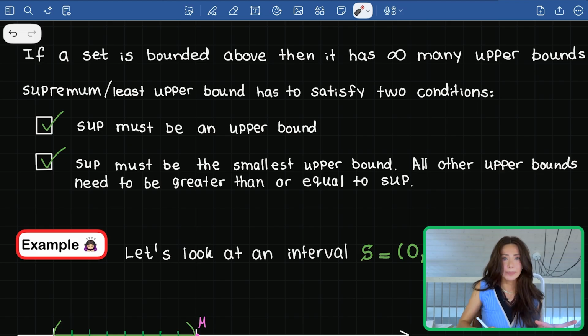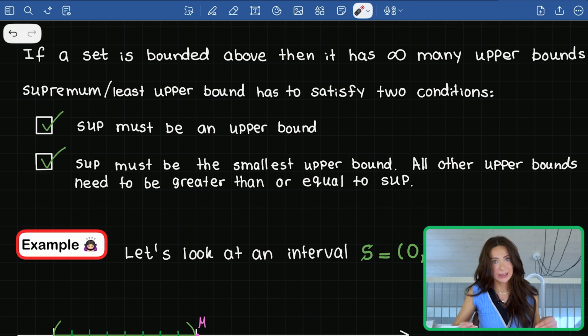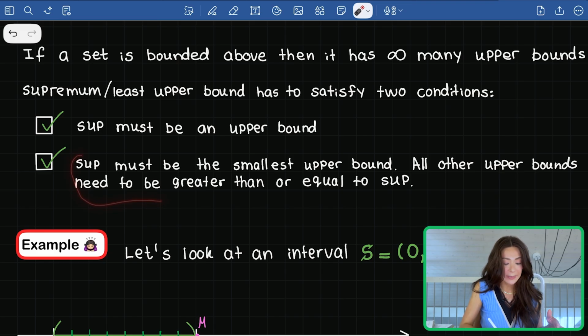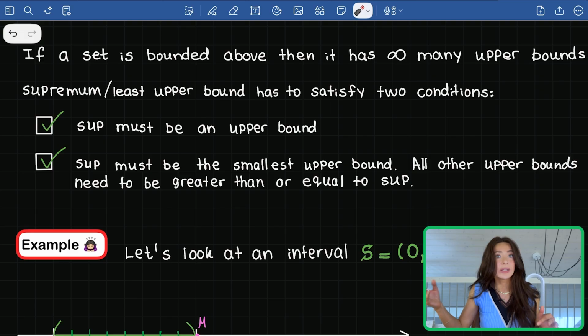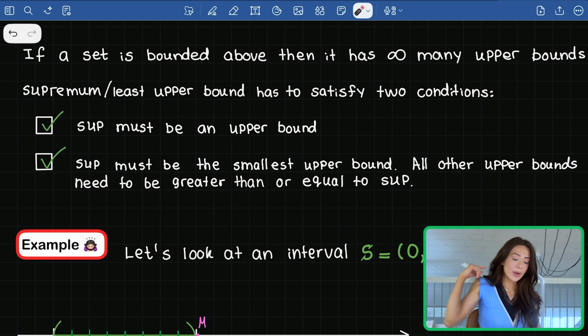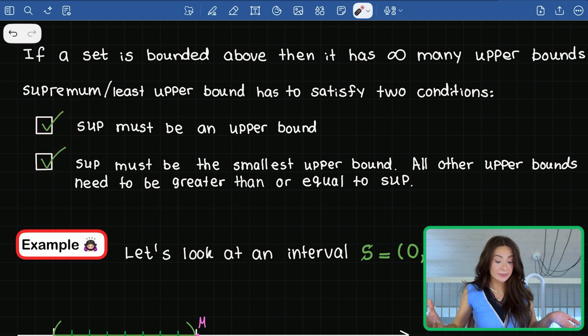Then the second part is what makes supremum unique and special. The second part says that supremum must be the smallest upper bound. So all other, infinitely many other upper bounds will be greater than or equal to that supremum. If they're equal, then they are the supremum. Okay, so if you check off both of these boxes, then you're dealing with a supremum, okay?